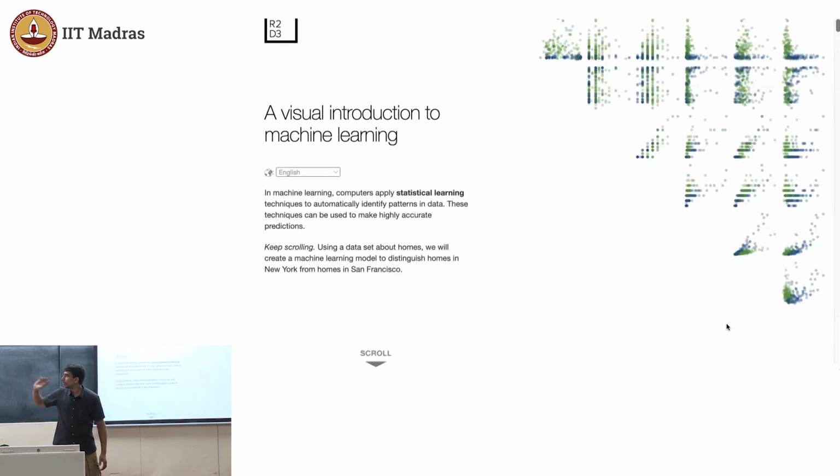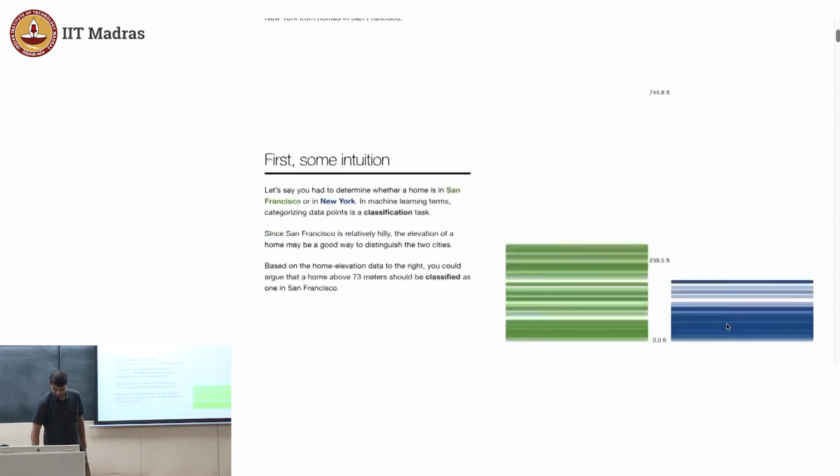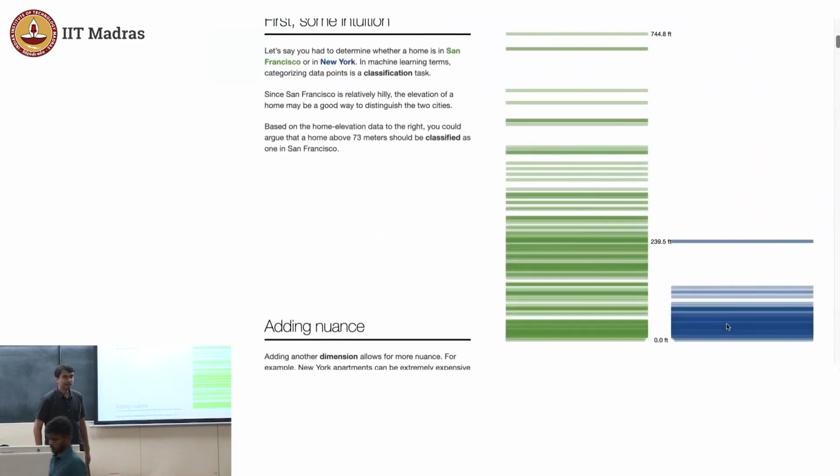Okay, before we go into more complicated things, let's say you had only one number, right? So instead of 7 numbers per house, let's say you had only one number. Let's take houses itself so that it's easy. Let's say you have only one number, not 7 numbers, but just one number, which is the elevation of the house.